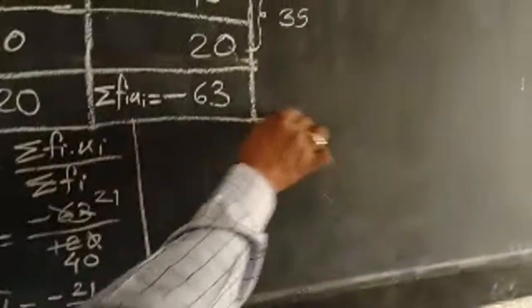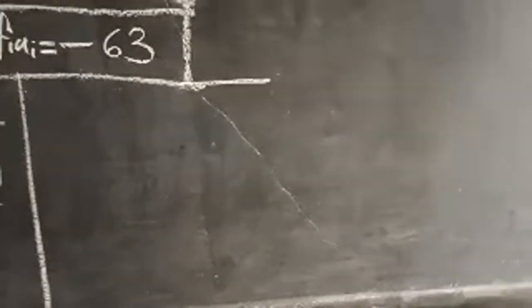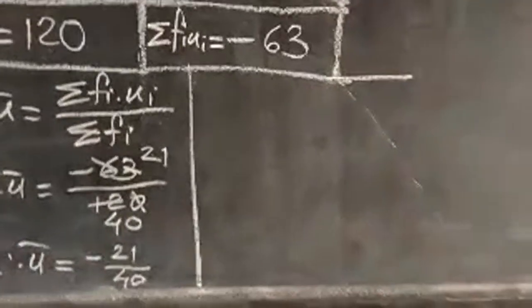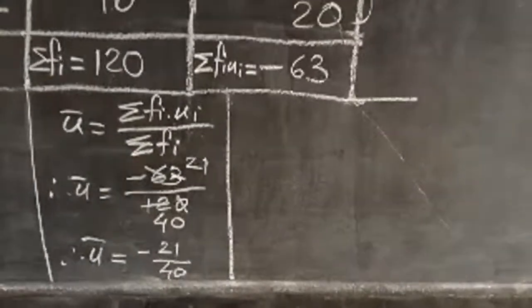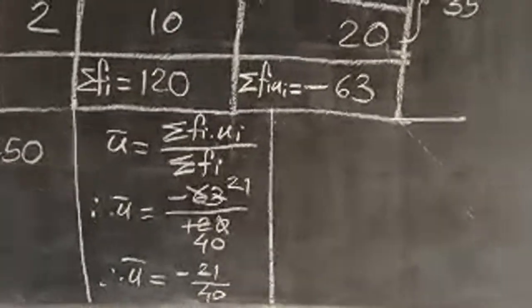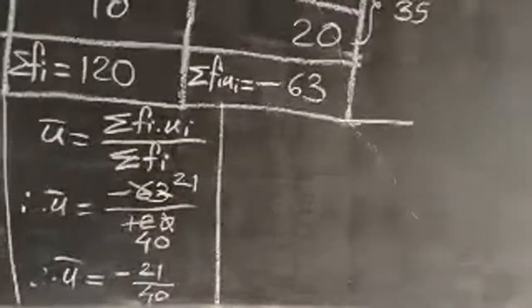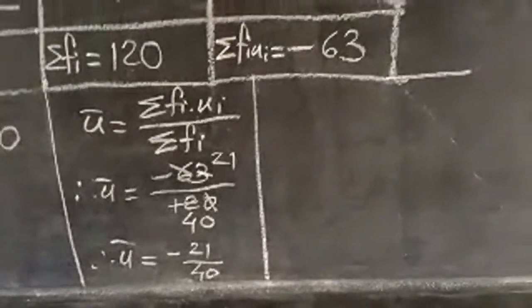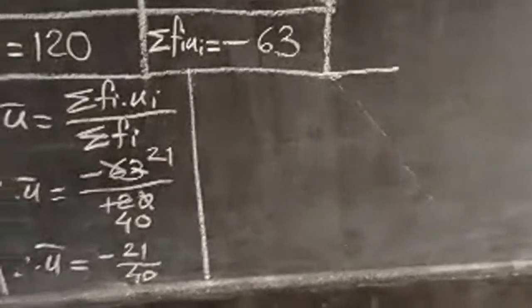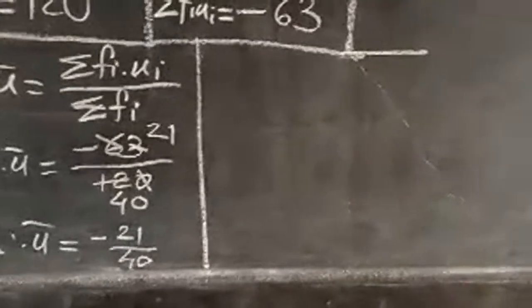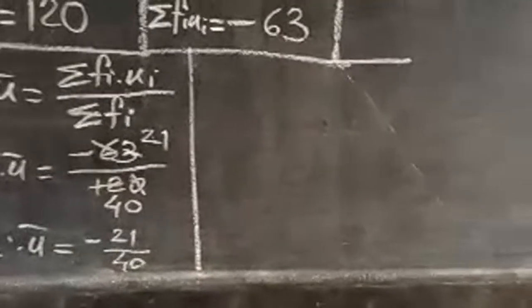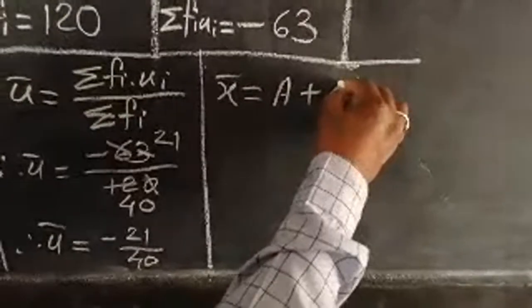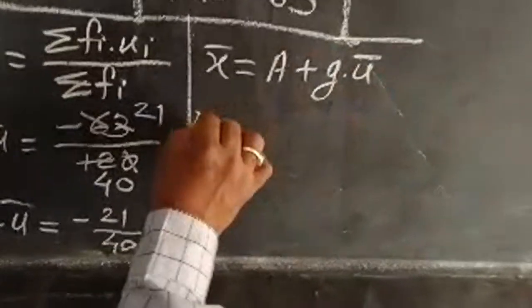After that, X bar. Which formula can we apply here? X bar is equal to A plus h U bar. Good. Very good.